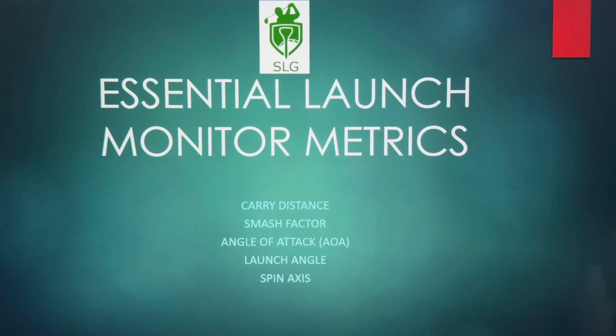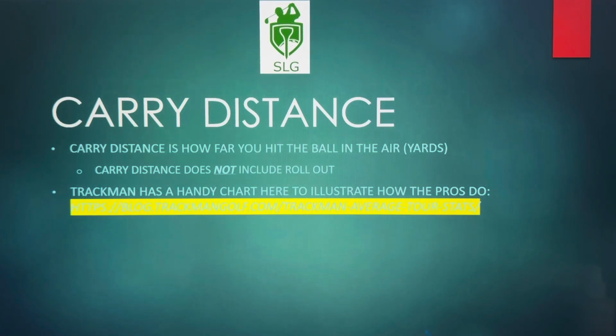Without further ado, let's go over the essential launch monitor metrics, the ones that ultimately will do the best job of describing your swing. We're going to start with carry distance. Carry distance is defined as how far you hit the ball in the air. Typically this is defined in yards, and carry distance does not include rollout.